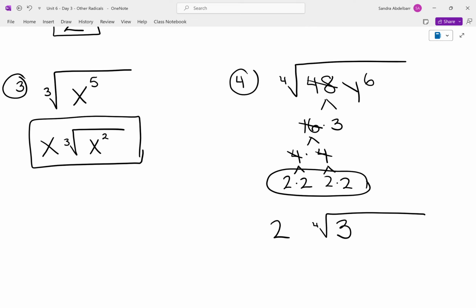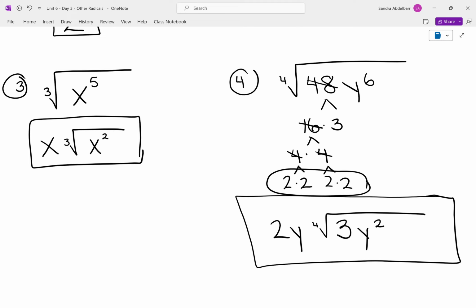A 3. All right, we're not done because we still have that y to the 6th. 4 goes into 6 how many times? 1 time, right? How many y's are left on the inside? 2. Oh, not 6, 2. Is it important that I have that index of 4 written on my final answer? Yes.